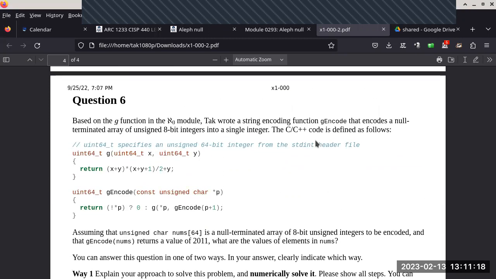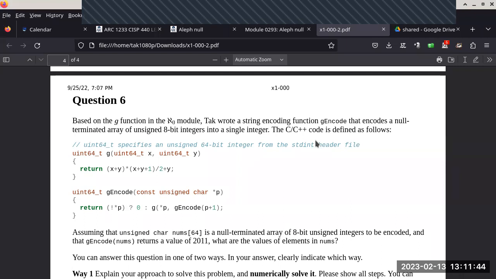All right, so question number 6 says, based on the G function defined in the Aleph No module. If somebody looked at this symbol and went, what is that? How am I supposed to answer that question? It's in the module, okay? So it's important to read the module and note the symbols. It's very important.